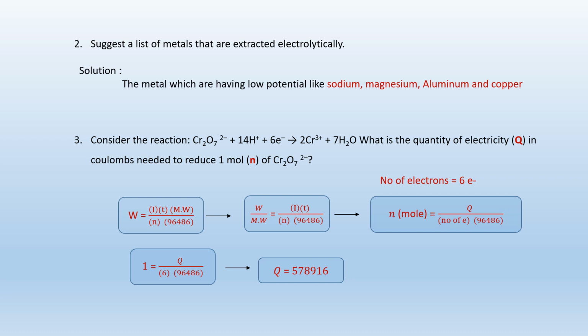And they are asking for the charge. Charge is Q. Q is I into t. So I into t is Q, right? And you know the number of electrons involved in the reaction. The number of electrons involved in the reaction is 6 electrons. They have given it in the equation. Substitute the 6. You know the Faraday constant. Multiply it. You will get the Q value. That is the quantity of electricity to reduce 1 mole of dichromate ion.